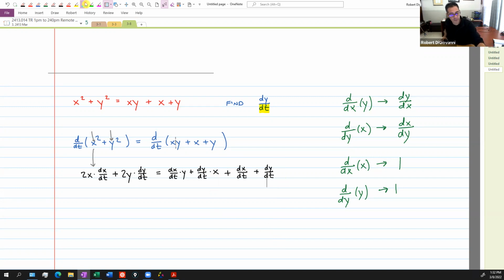Now, what are we solving for? We're trying to figure out what dy dt is, right? Let's look for dy dt's. I've got one here, I've got one here, and I've got one there, right? Everything else is a dx dt. So everything that has a dy dt in it, all these red ones, let's get those all to the left. Everything that does not have a dy dt, let's move those to the right.